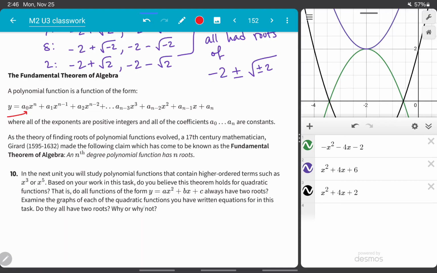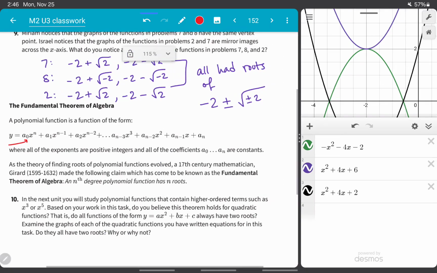Examine the graphs of each of the quadratic functions you have written equations for in this task. Do they all have two roots? Why or why not? Well, let's count the ones that we listed off earlier. We know these ones, negative 2 plus square root of 2 and negative 2 minus square root of 2, those have two roots, 1 and 2.